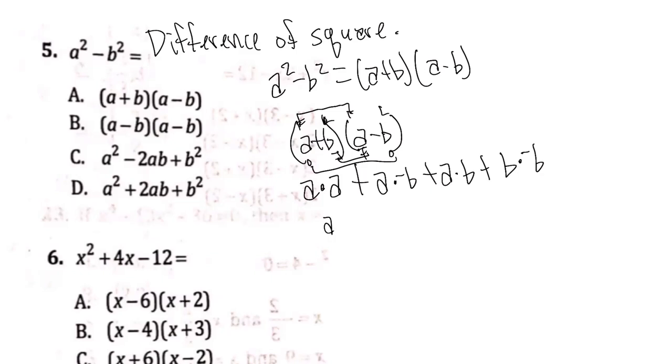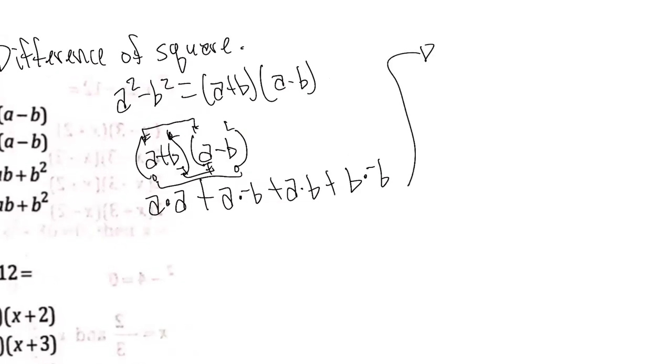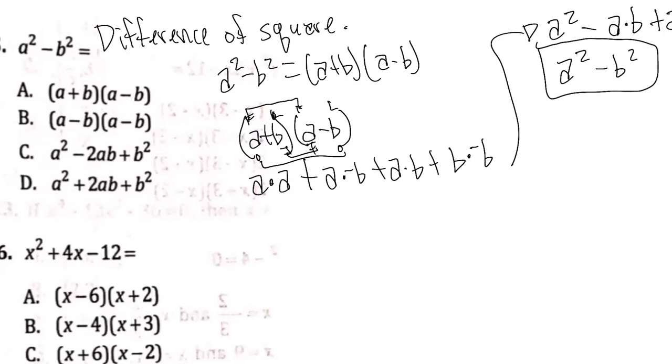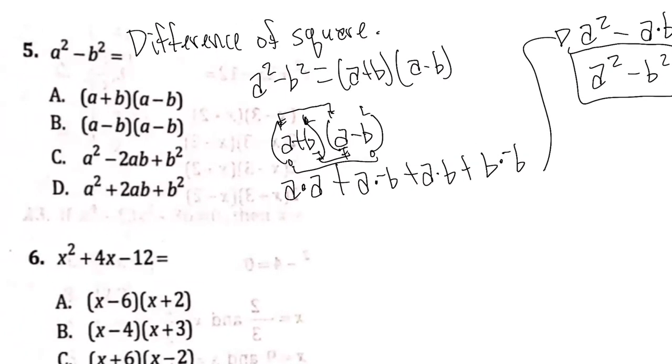So now this is a squared. And let me move it over. We have a squared minus a times b plus a times b minus b squared. Now, here, ab minus ab is just what? Just 0, right? So then we're left with a squared minus b squared, which is our answer.